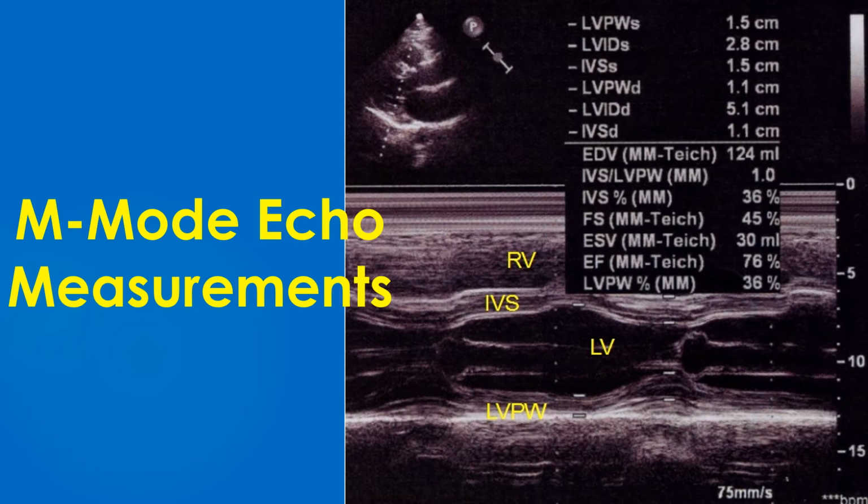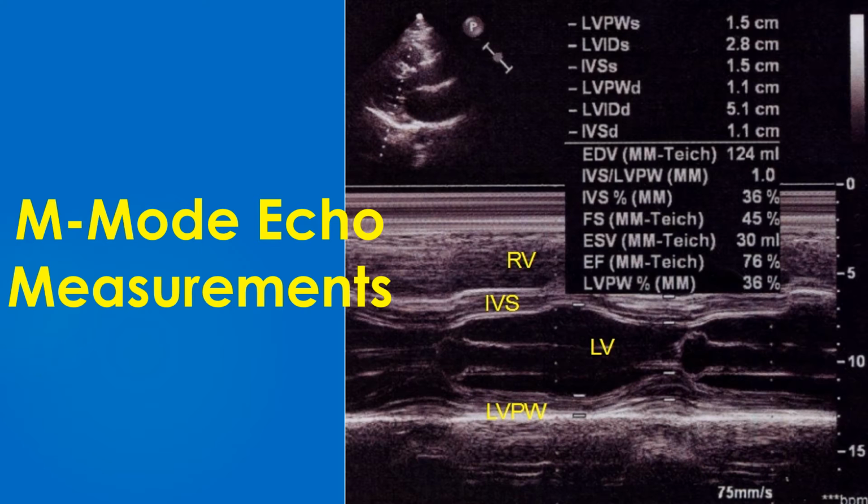IVS percentage, systolic thickening of the interventricular septum. Systolic thickening is reduced in scars of myocardial infarction as well as in hypertrophic cardiomyopathy. FS, fractional shortening. ESV, end systolic volume.